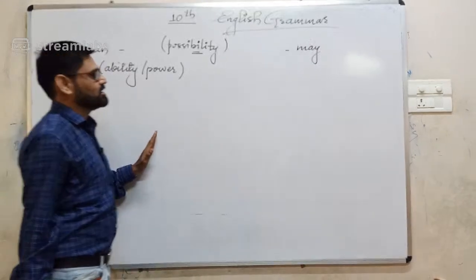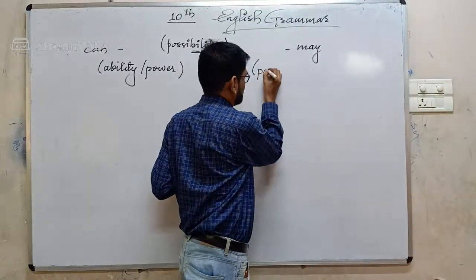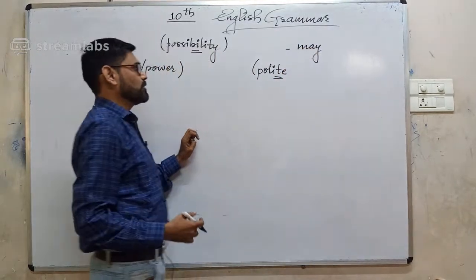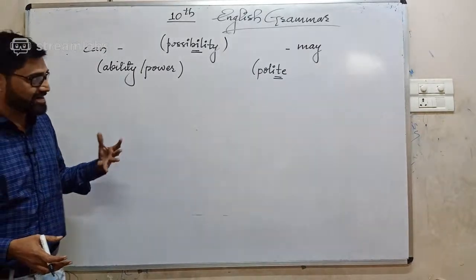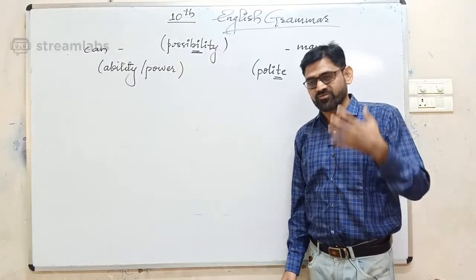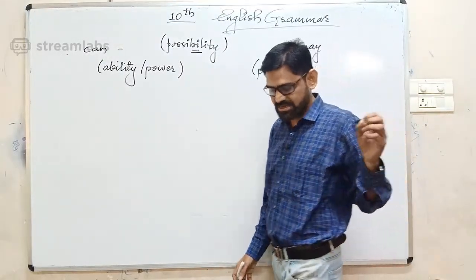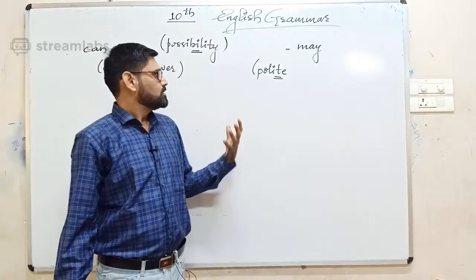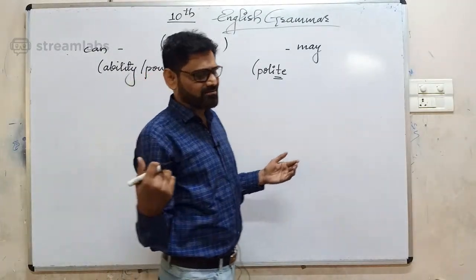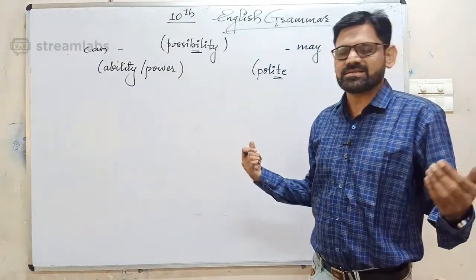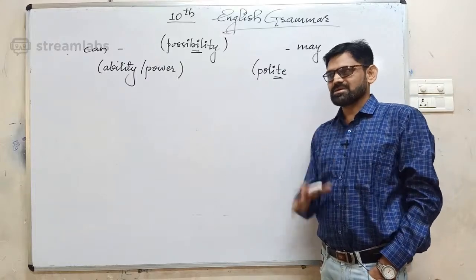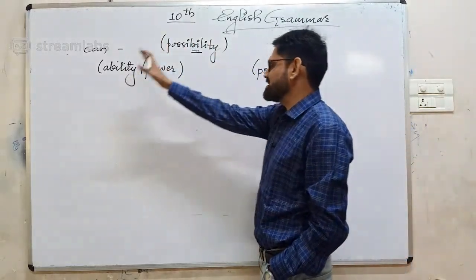So he can. But remember, may is a polite word. That is why it is used to seek permission. May is always better than can for seeking permission, for getting permission. May I come in? May I go out? Even can I? But it is informal. Can I come in? Can I talk? Can I go? These are definitely not as good as may.